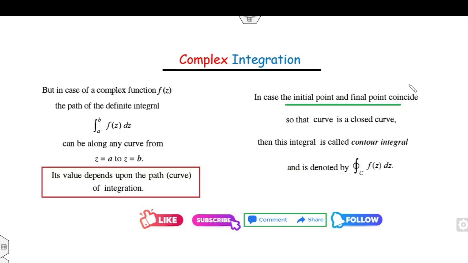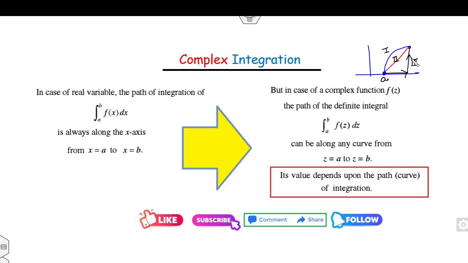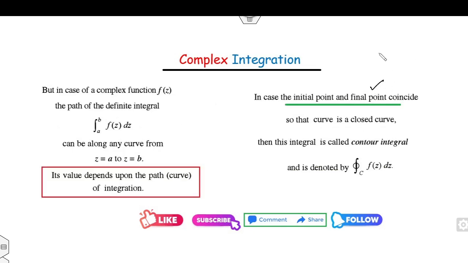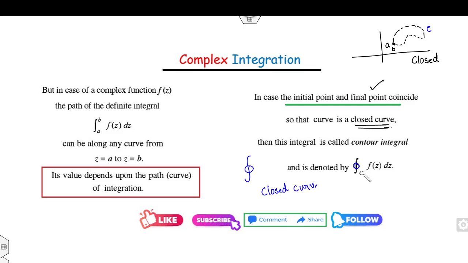Now, if the initial point A and the final point B coincide, for example, if you start from here and then go in this manner and so on, so this is my initial point and this is my final point, that means the curve is a closed curve. The notation of the closed curve is this circle on the integral sign. Whenever I use this notation, that is the meaning of a closed curve. And for a curve, if I say this is my curve C, I can write it as C.